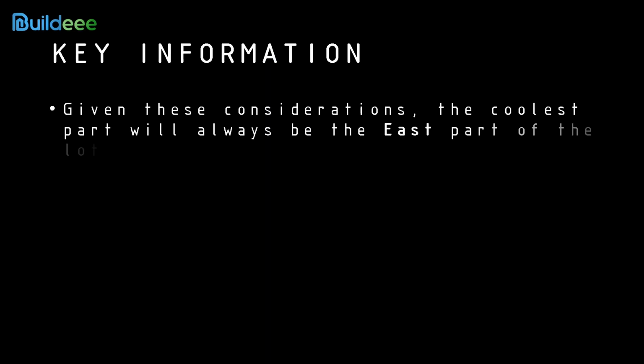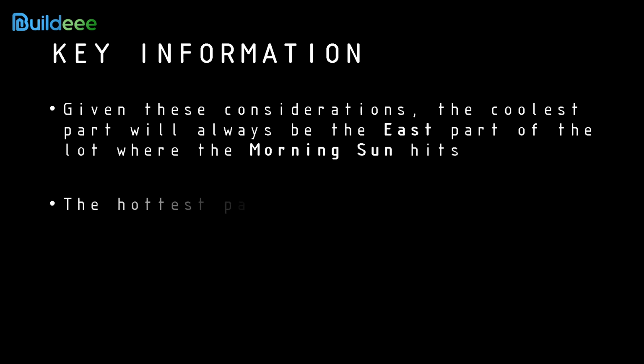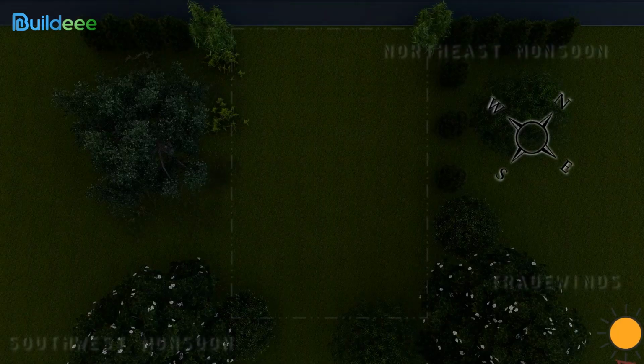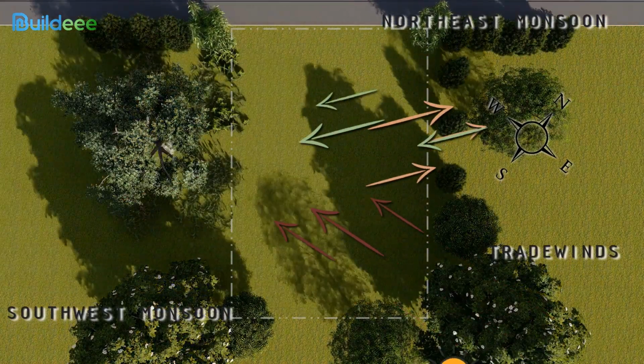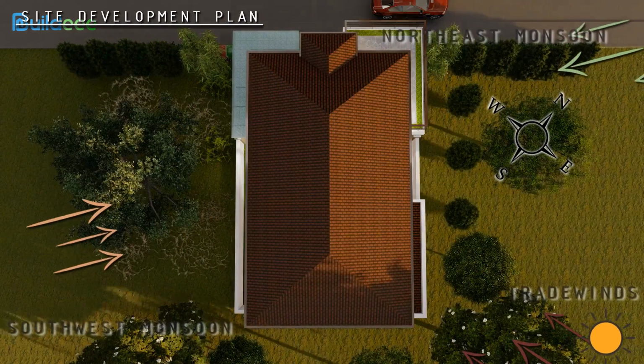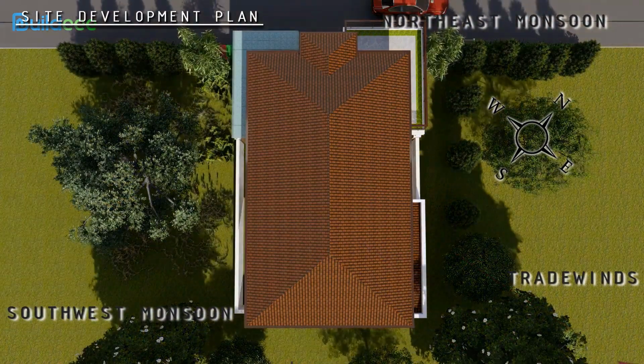Given these considerations, the coolest part will always be the east part of the lot where the morning sun hits, while the warmest part will be the west part of the lot where the afternoon sun hits. This clip shows the situation on the lot with respect to the said consideration. And here is a sample house showing our design considerations.